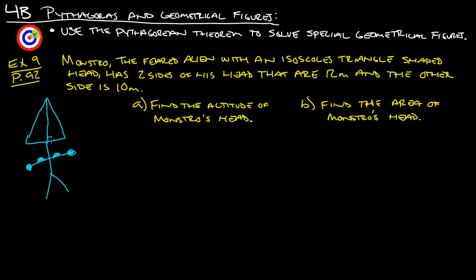We have to figure out what the altitude of Monstro's head is. So here is, let's draw that little altitude. So these are right angles. That length there is the same as that length there, and then this is the same as that. And we know that the two sides of his head are 12 meters. So this is 12 meters by 12 meters.